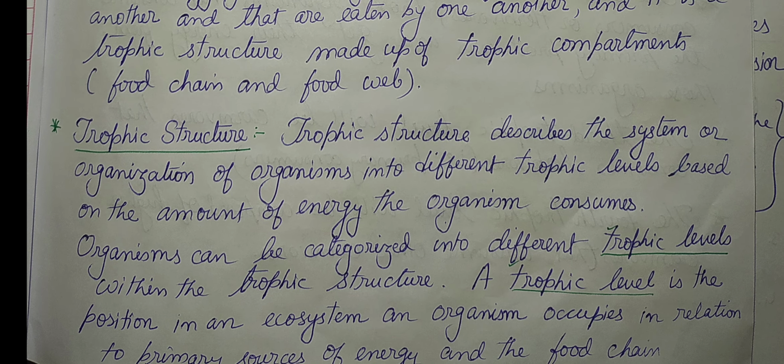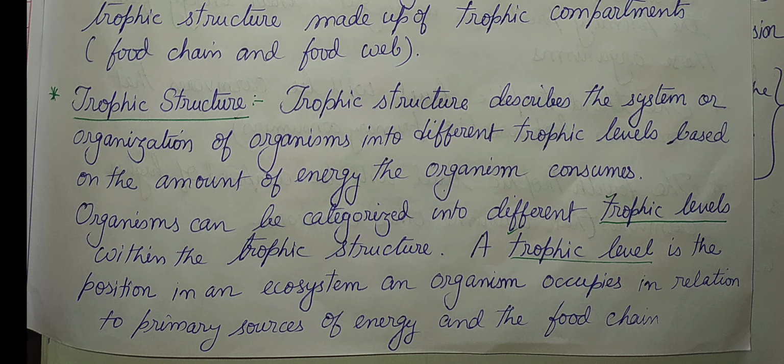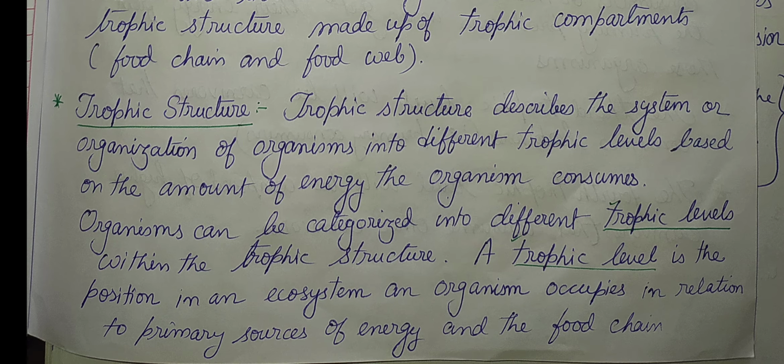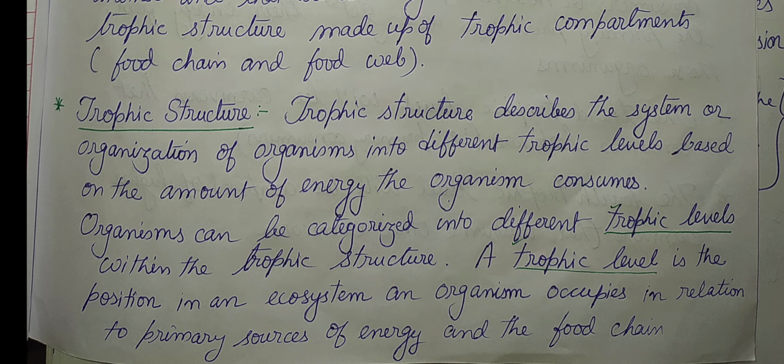Trophic structure describes the system or organization of organisms into different trophic levels based on the amount of energy that organism consumes. There are different trophic levels, like the producers, the primary consumers, the secondary consumers, the tertiary consumers. So there are different types of trophic levels which define your trophic structure, and it is based mainly on what amount of energy that particular organism consumes, right?